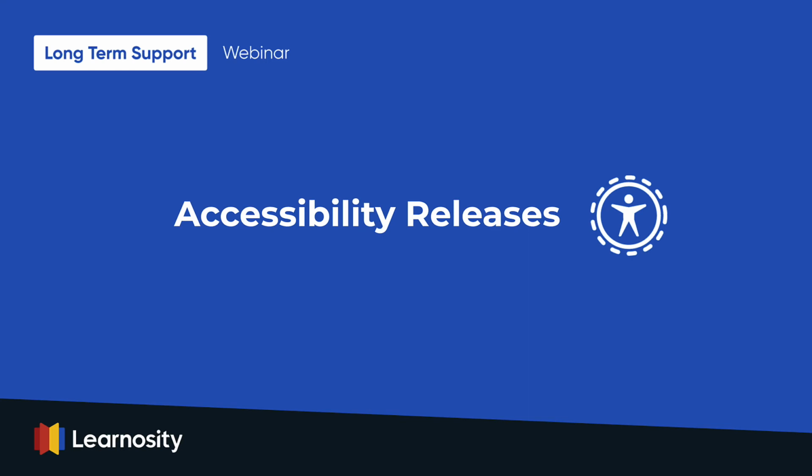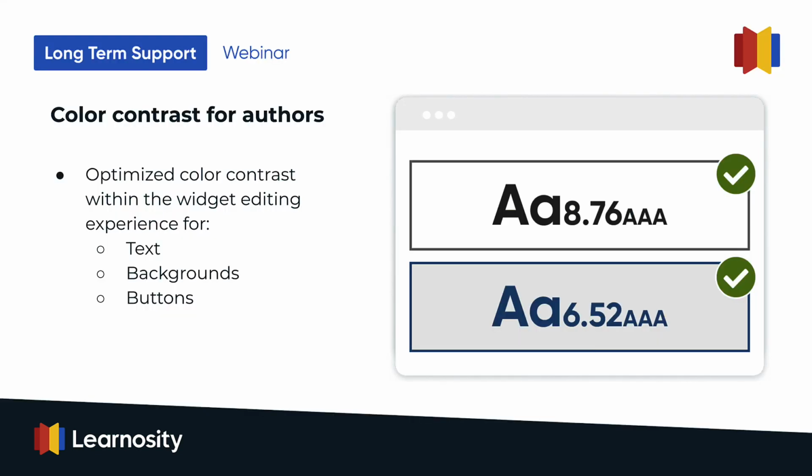Almost all of our teams, almost every sprint, we focus on accessibility features. It is an absolute priority, just like scale, just like performance at Learnosity. To create excellent assessments, you have to factor in accessibility, and not just for learners, but for the creators of assessment content too. The colors available within an authoring interface directly impacts how easily authors can read or perceive content. So we've just optimized color contrast within the widget editing experience for text, backgrounds, and buttons. And there's more to come.